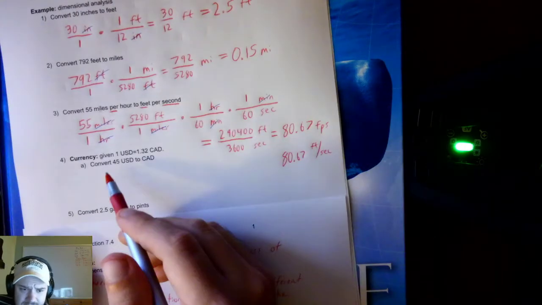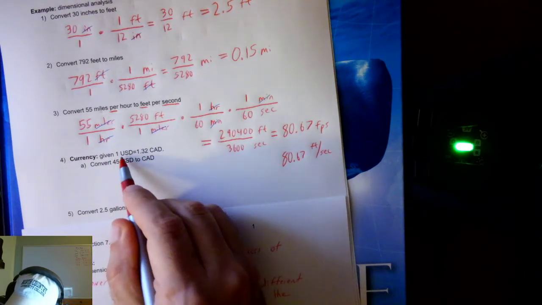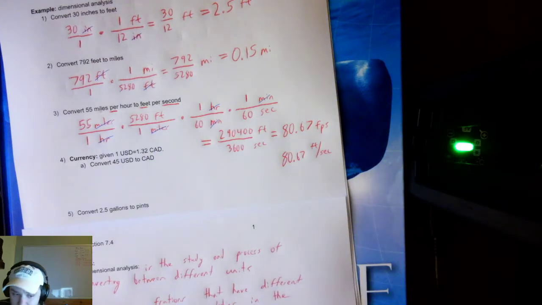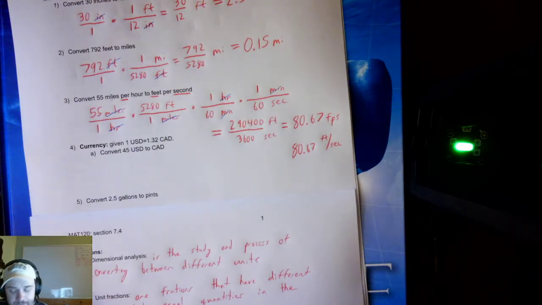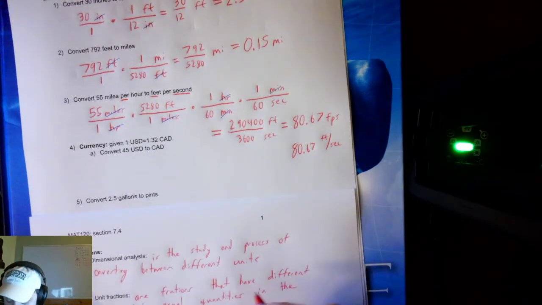Now let's look at another example. If you're given any conversion, $1 is equal to 1.32 Canadian dollars. That is a conversion rate. That is an equation between units, right? Convert $45 to Canadian dollars.